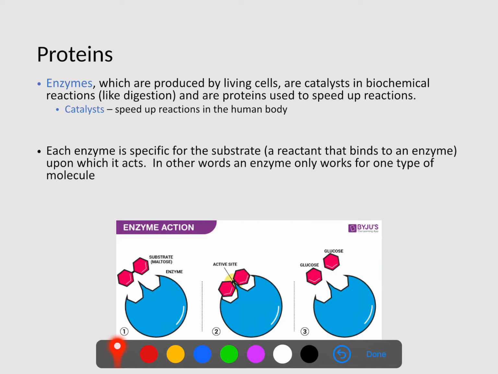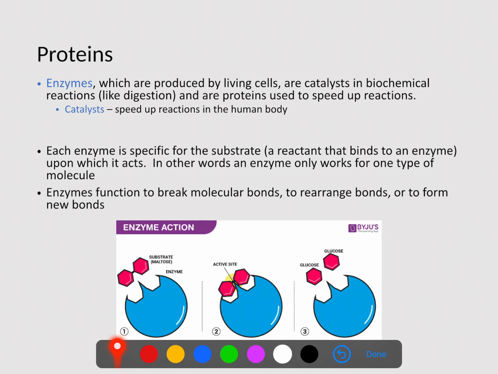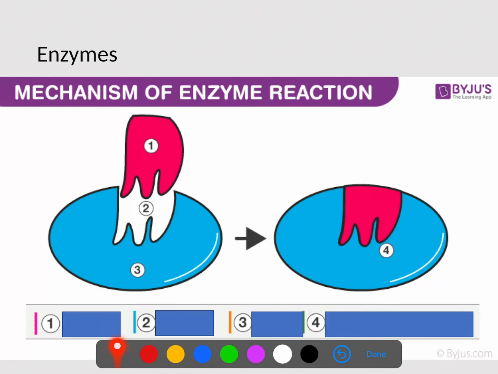So catalysts speed up the reaction in the human body, and each enzyme is specific for the substrate. So in other words, one enzyme will only work for one substrate, or a reactant that binds to the enzyme upon which it acts. In other words, an enzyme only works for one type of molecule. Enzymes function to break molecular bonds, to rearrange bonds, or to form new bonds. They do a lot of stuff.